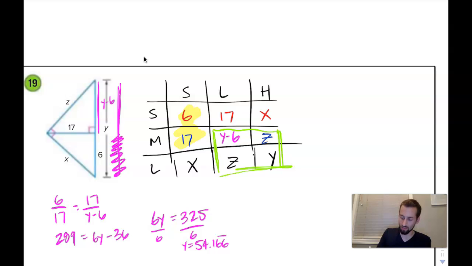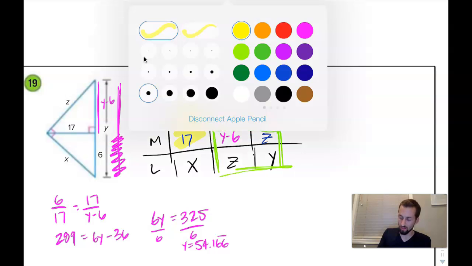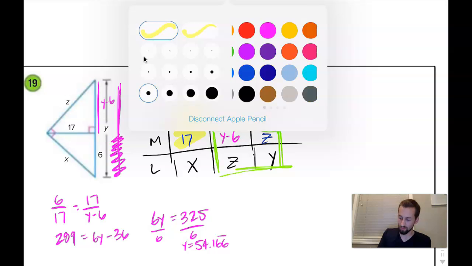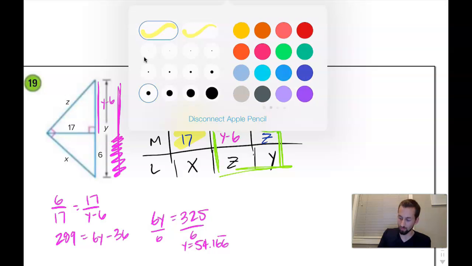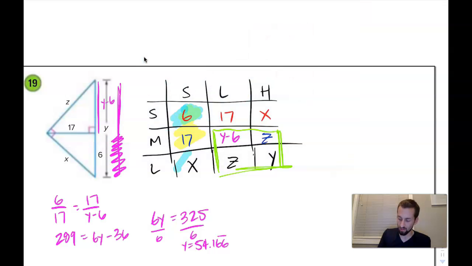Or I could also do, and this is the one I'm going to do, let's do another color here. Do this blue. I could do this guy, this guy, this guy, and this guy. So we're going to do that one and try to write in that color over here on the side. You've got 6 over x equals x over 54.166.